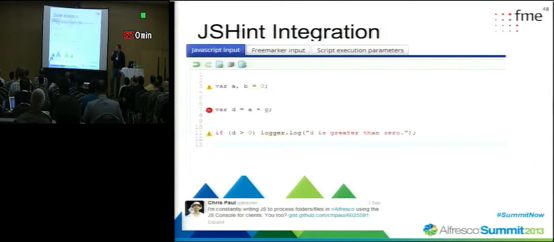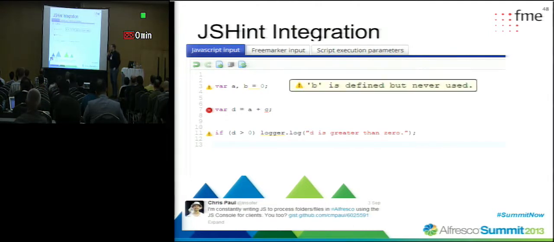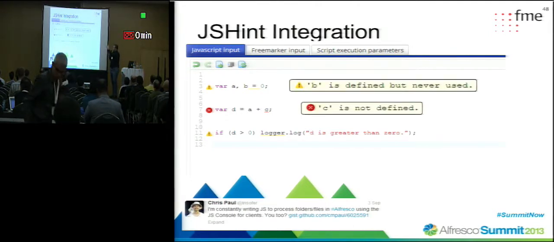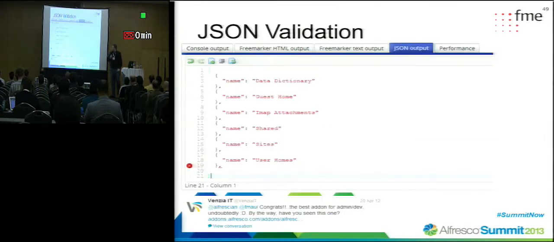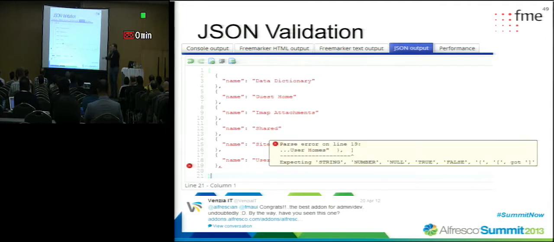Of course, saving scripts is available as well. Another thing that's in the new JavaScript console is the JSHint integration, so you get information if some variable is never used, or if you have left the braces out, and you get warnings and errors this way. Also, the validation for JSON output, so if you're writing JSON and you have an additional comma which crashes in Internet Explorer, then this will help you find that.